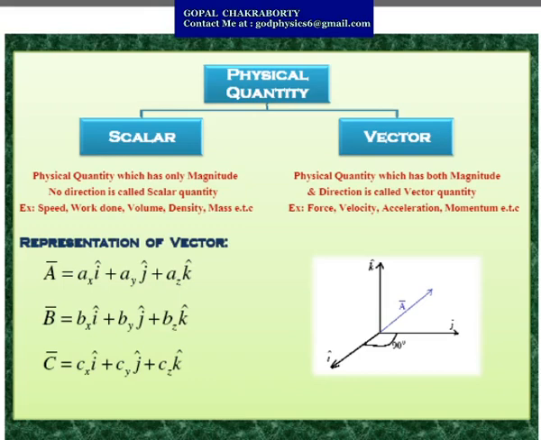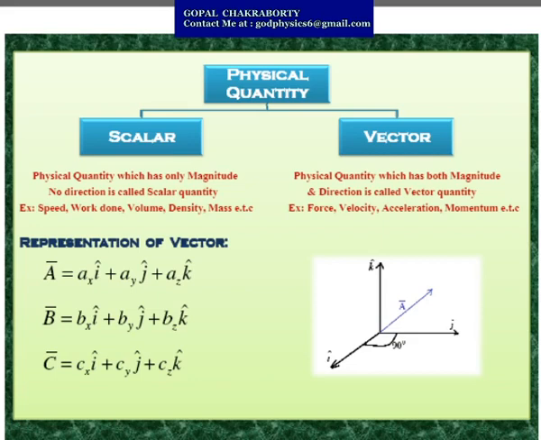And the vector quantity, the physical quantity which has both magnitude and direction, is called vector quantity, like force, velocity, acceleration, momentum, etc. Say velocity. It is displacement by time. Displacement is always in a particular direction. It is the shortest distance between starting point and ending point. So it follows a straight line in a particular direction. That means it has a magnitude and direction also. So this is your vector quantity.